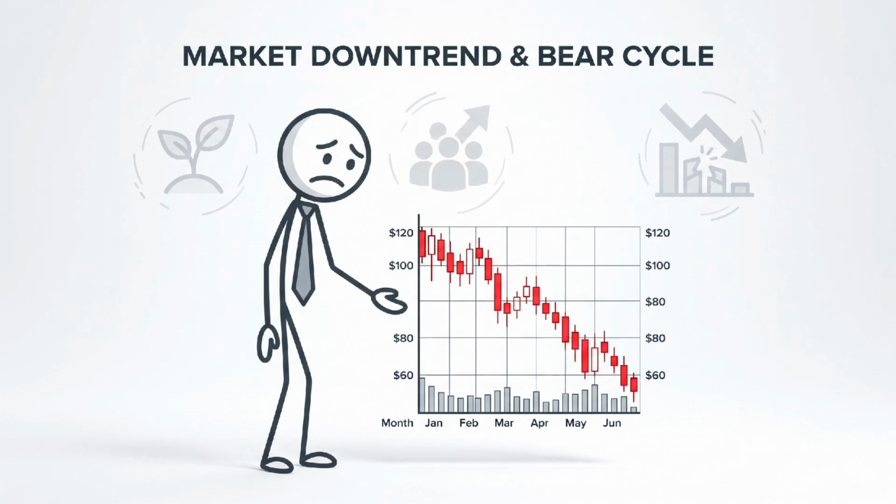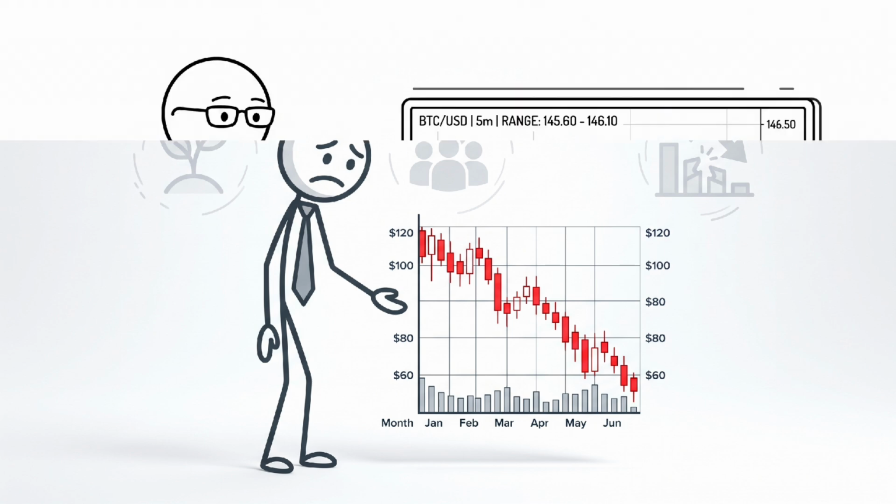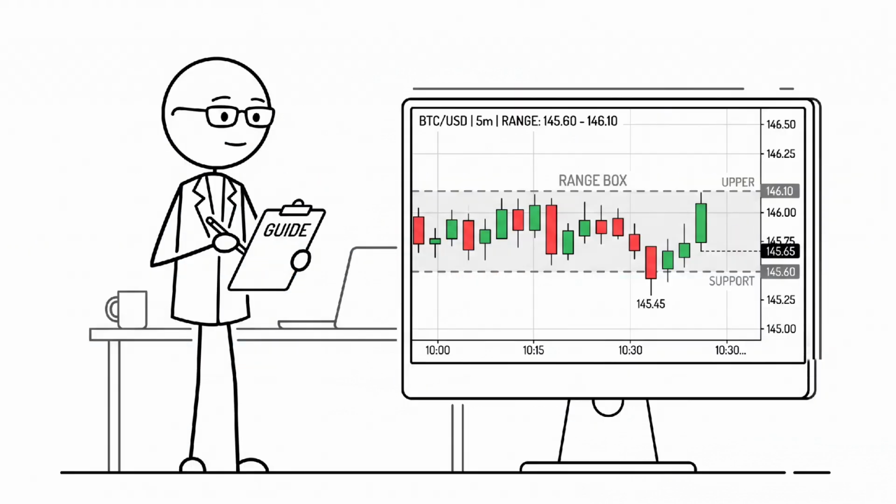Pillar 2. The life cycle of a trend. Every major trend moves through 3 psychological phases. Know the phase, and you know whether to buy, hold, or get out. Phase 1. Accumulation. The market's been falling for months. News is terrible. Retail has given up completely. But quietly, institutions are buying.